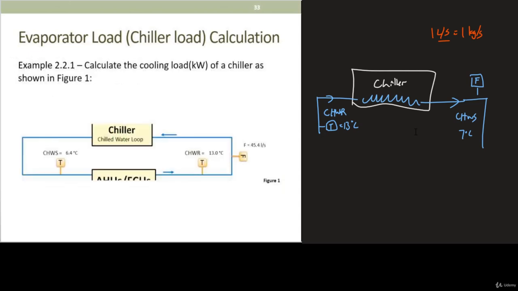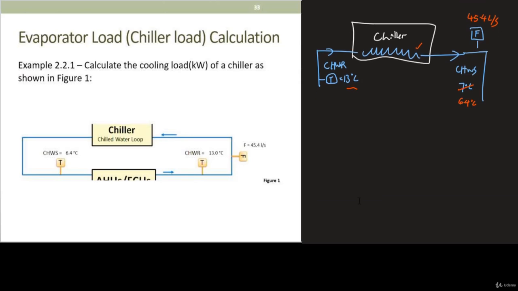Let's look at one example, then it will be very clear. For example, you have 13 degrees Celsius return and 6.4 degrees Celsius chilled water supply temperature, and you are also given the flow rate to be 45.4 liters per second. How are you going to calculate the amount of cooling load, the amount of heat that is being absorbed at the evaporator? You may want to pause the video and try it out yourself. If not, I will just go through the solution.